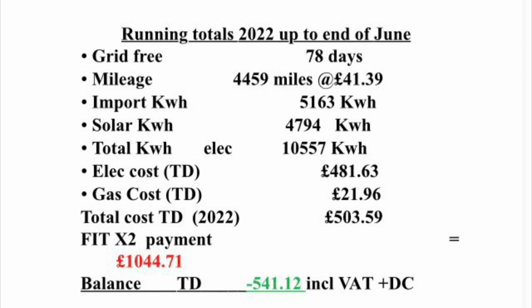So that's a total of 10,557 kilowatt hours. The electricity cost to date is £481.63. We've got a bit of gas of £21.96, but that's now cut off. We no longer have gas. So that's a total cost in 2022 of £503.59. We've now had our second FIT payment, so we've had £1,044.71 from the FIT payments we receive, and that gives us a balance of minus £541.12, including any VAT and daily charges.